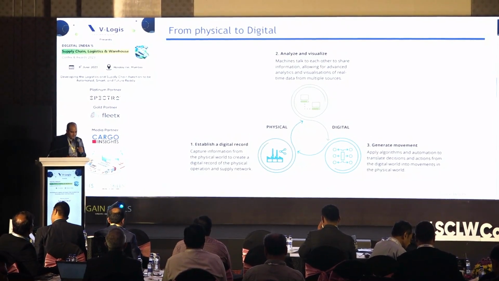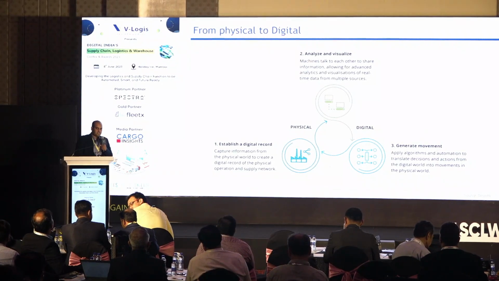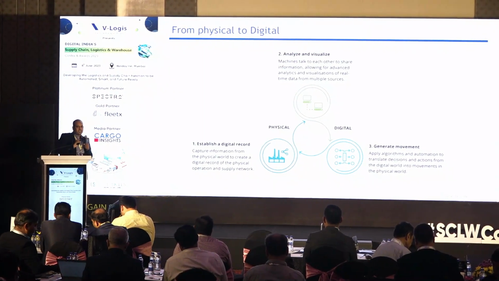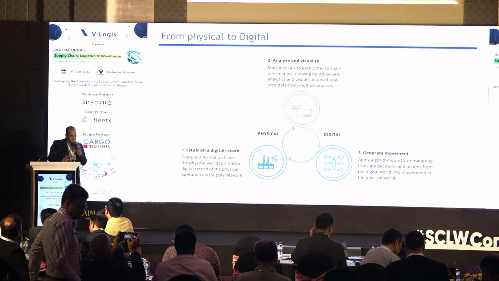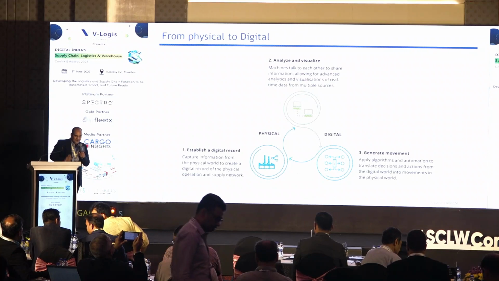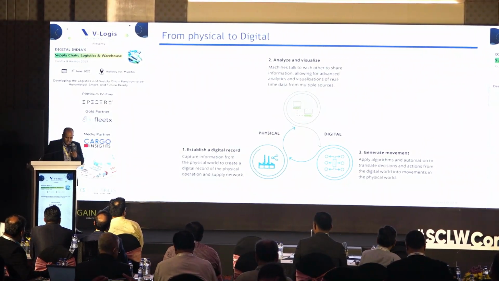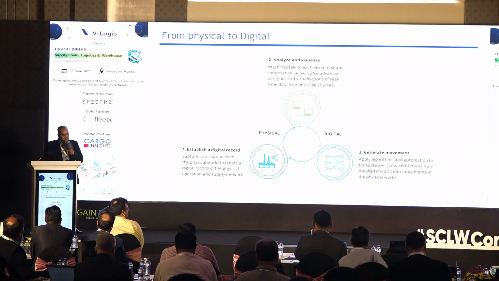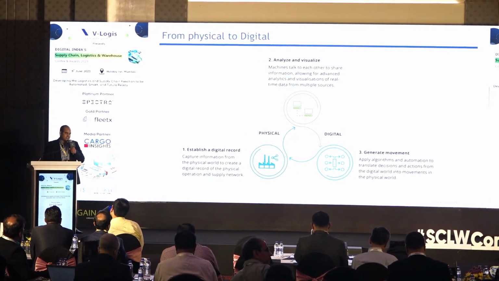Okay, so I tried to keep it pretty simple. When I thought how to look at supply chain automation or tech transformation, which is a huge topic, it can be brought down into three areas. First, establish a digital record. So from physical to digital, you would have RFIDs, track and trace, GPS, computer vision, and multiple sensors.